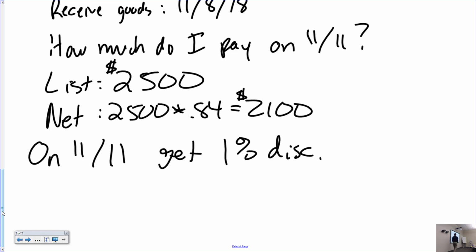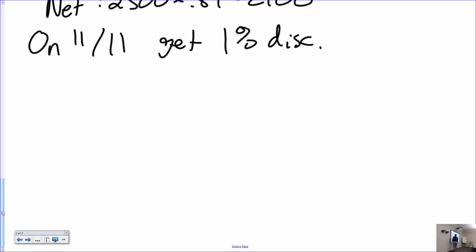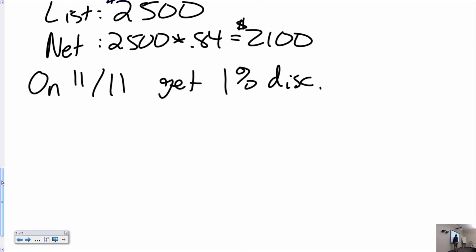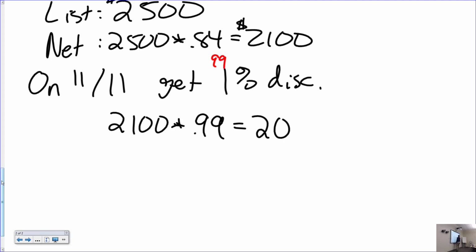Be 2,000. Okay. So multiply by 0.99 again. 2,079. So we would send them a transfer of $2,000 and $79 on top.